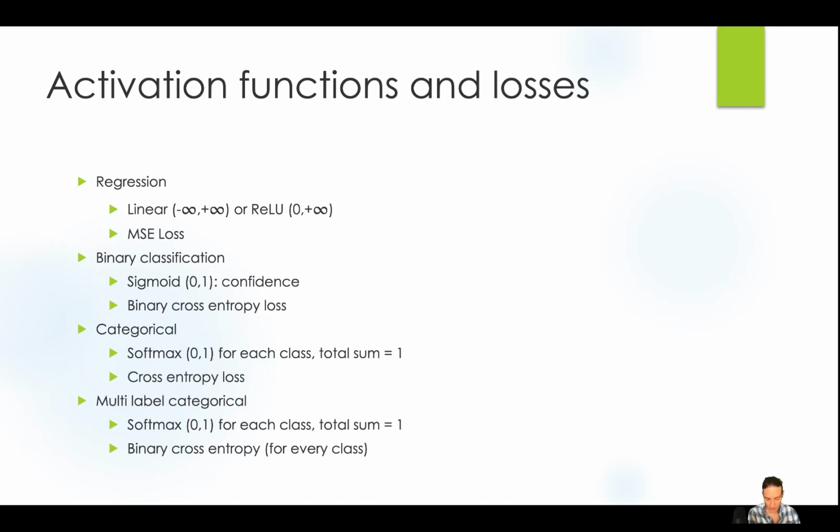Now, when do we use certain activation functions? If we're working on a regression problem, we typically want our output to be between minus and plus infinity, because we want to predict an actual number. So then we need to make sure that we use a linear activation function or something like ReLU, which allows for a wide range of outputs.